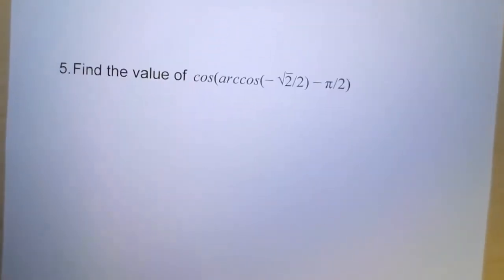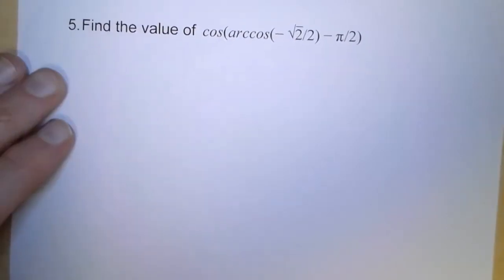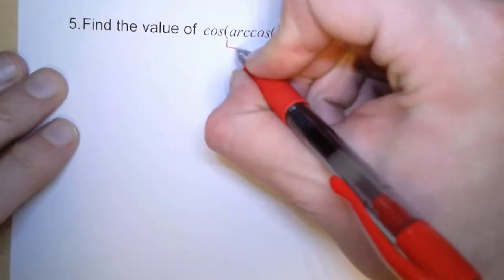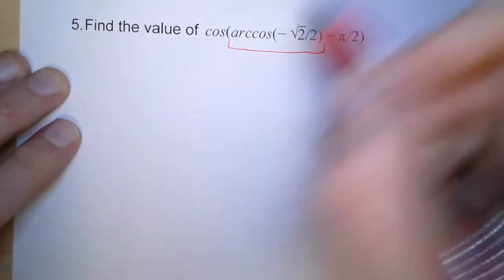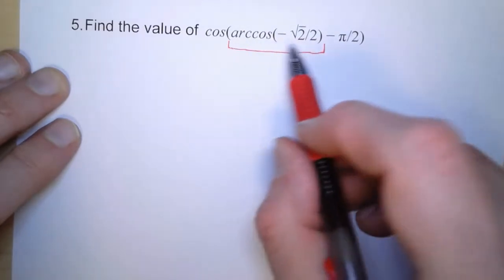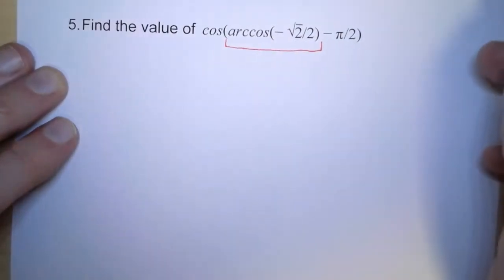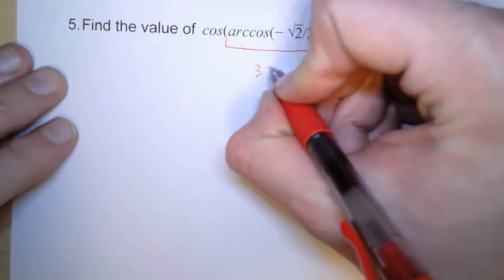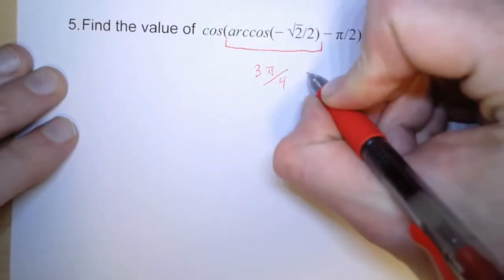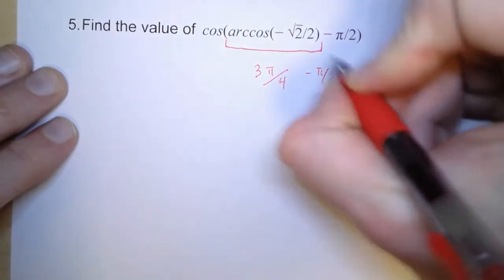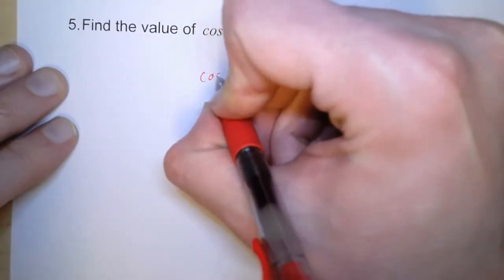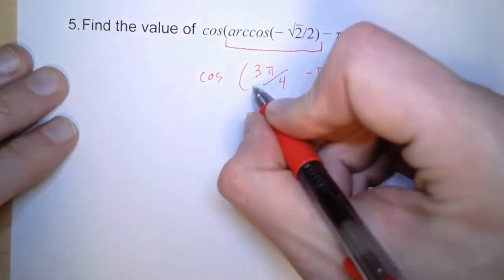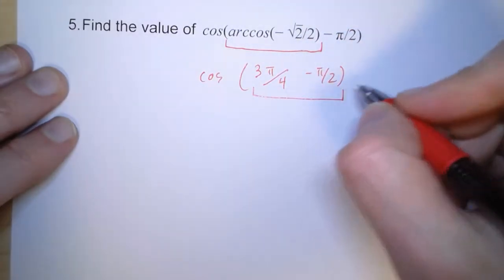And then finally, for this last one, this one's a little bit trickier, but I think we can do it. First, we want to know when is cosine negative radical 2/2. And so that gives us an angle of 3 pi over 4. And then I'll just copy everything else down, because we're not changing anything else yet. And so now we can subtract those two angles.